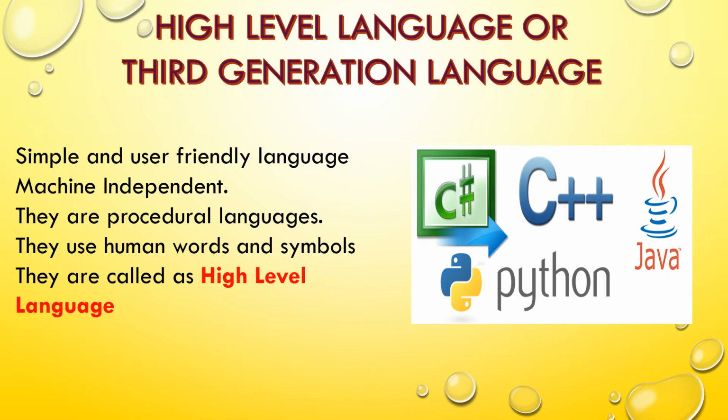Next, we move on to high level language. The high level language is otherwise called a third generation language. They are very simple. They are written in simple English. It is user friendly and they use human words, symbols, and these high level languages are machine independent. What do you mean by the word machine independent? They can work on any other platform. Say for example, you write a program in Java, you can work on Windows operating system as well as Linux operating system. These high level languages are all procedural languages.